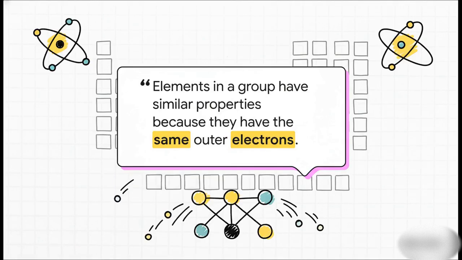And this right here, this brings us to the real secret of the groups. You should think of each vertical column as a family. The elements inside it, they all share similar family traits or chemical properties. And the reason for that is surprisingly simple. They all have the exact same number of electrons in their outermost shell, and that outer shell is what dictates how they're going to interact with other elements.